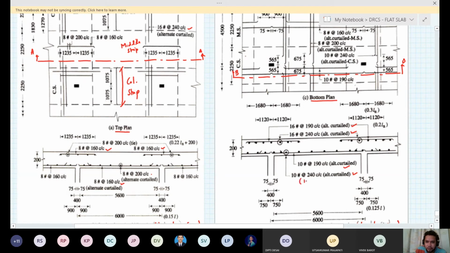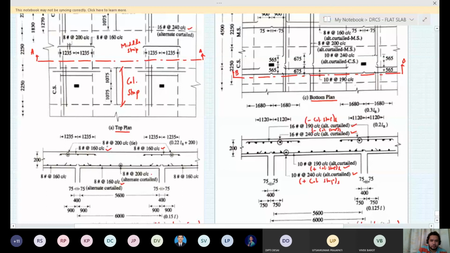So this is positive column strip. Okay, this is also positive column strip. But this is along the long direction, this is along the short direction. Okay, same way, the upper one is negative column strip along the long direction, and the lower one is negative column strip along the short direction. Okay, this one.